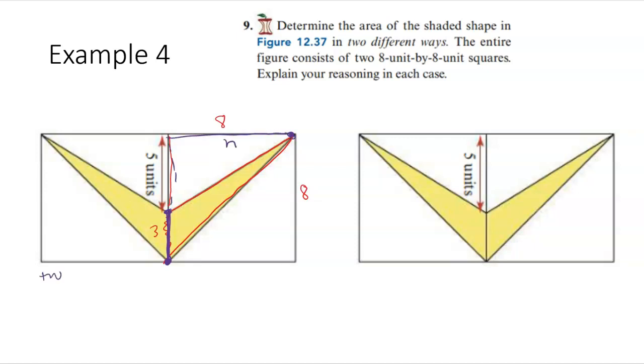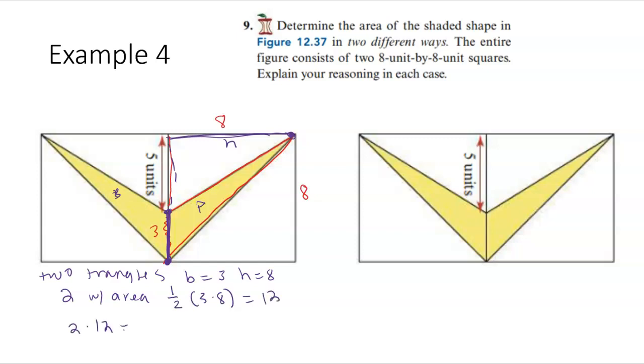So I've got 2 triangles with a base of 3. Here's one triangle, here's the second one. I'll use A and B, with a base of 3 and a height of 8. So that is 2 triangles with area 1/2 base times height. That is half of 24, so 12. So 2 of those, I've got 24 square units. That is the area of those 2 triangles.